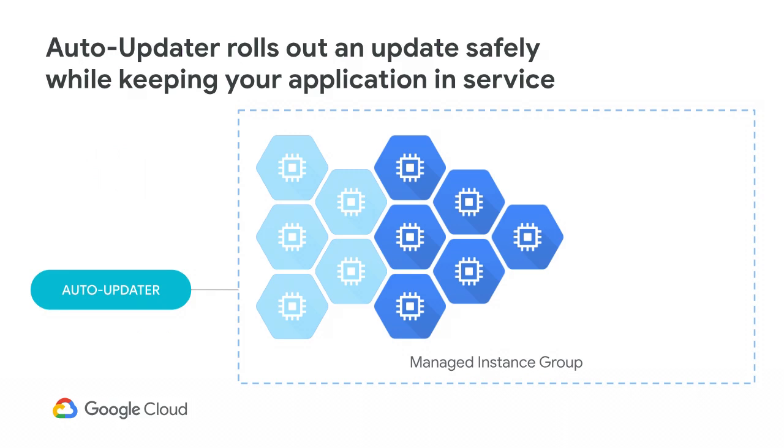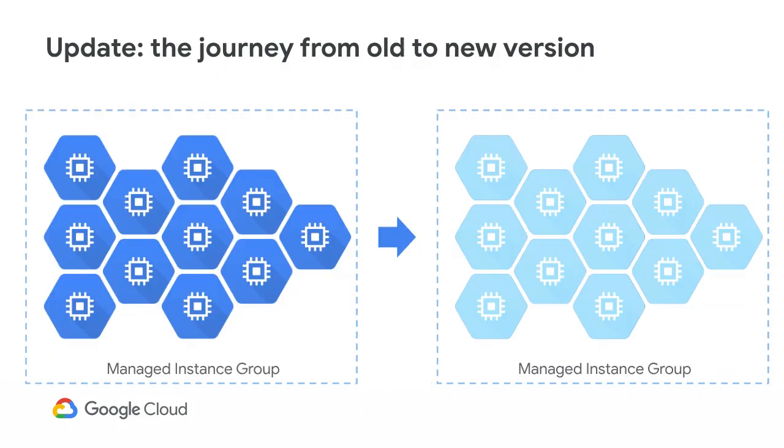But before we go into how you configure it, let's think about what an update is. In the beginning, you have an instance group in the old version. At the end, you want to have it in the new version. An update is a journey of how you get from the old version to the new one, as it takes multiple steps. And you can configure the journey with the following parameters.